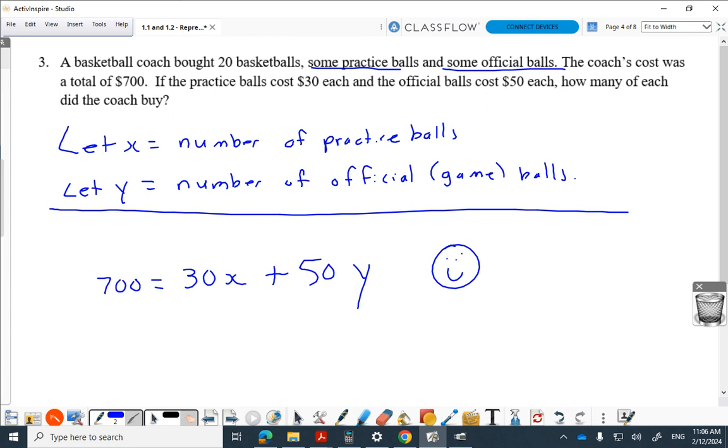Okay? All that time to give you time to think about what the other equation could be. He dealt with the $700. What's the other number in the question I got to deal with? There's 20 basketballs. This equation's way easier. Number of practice balls is X. Number of game balls is Y. What do those two things have to add up to? 20.